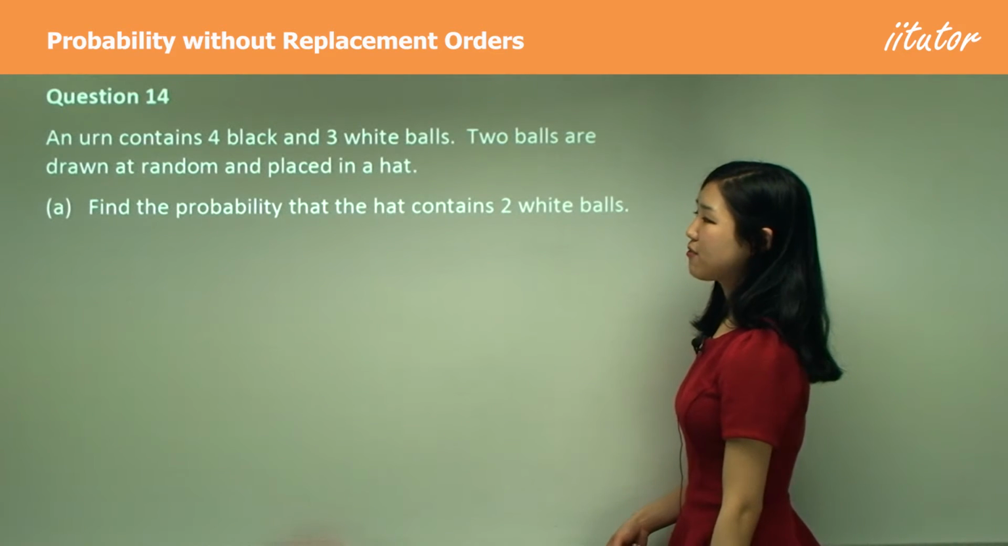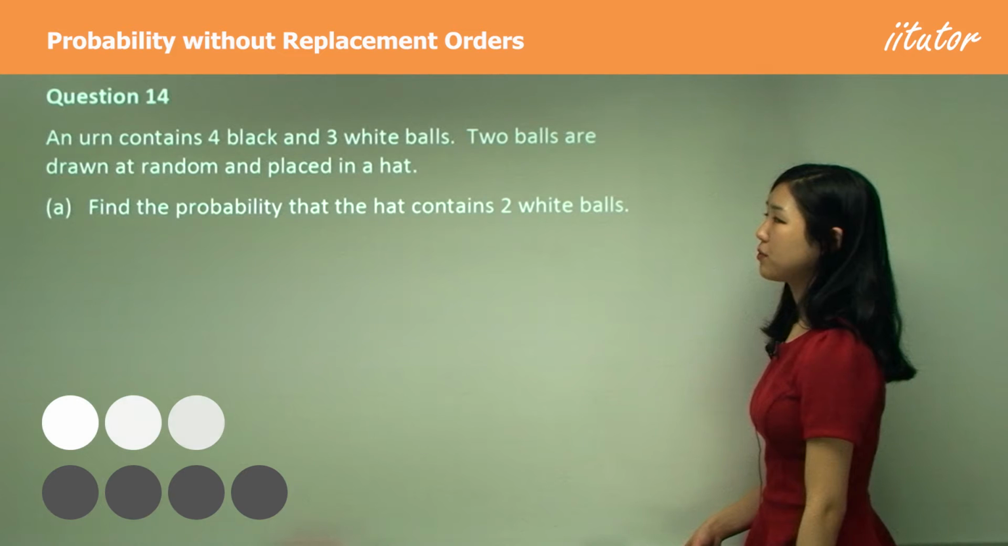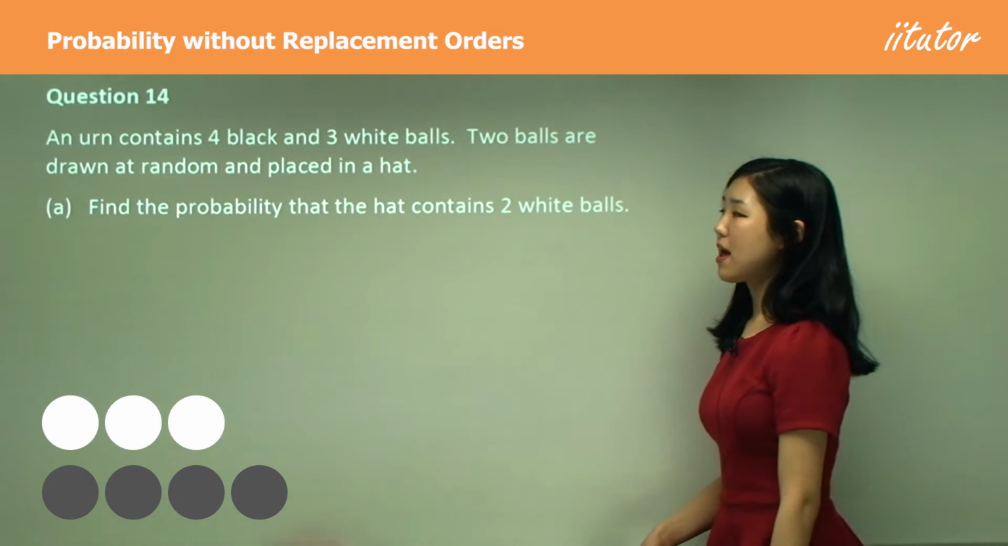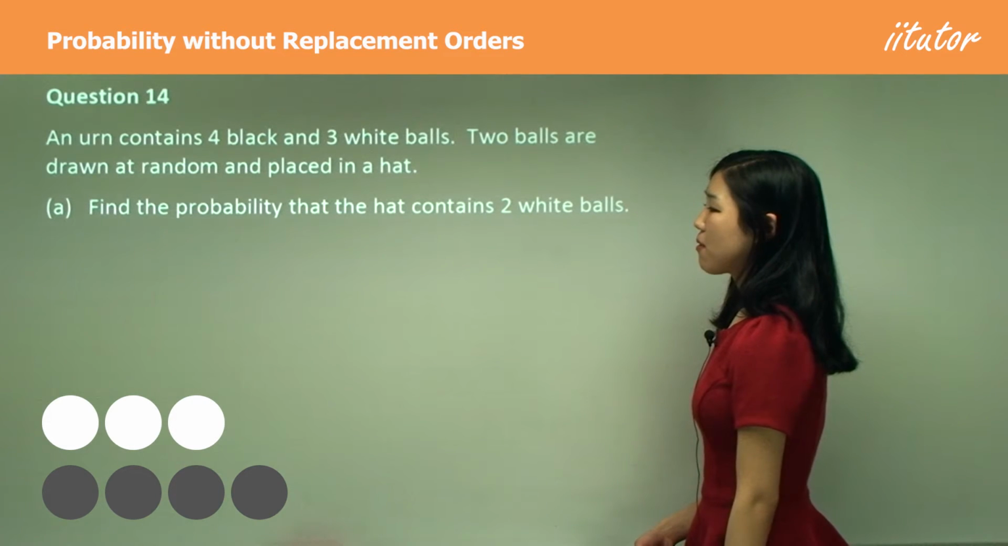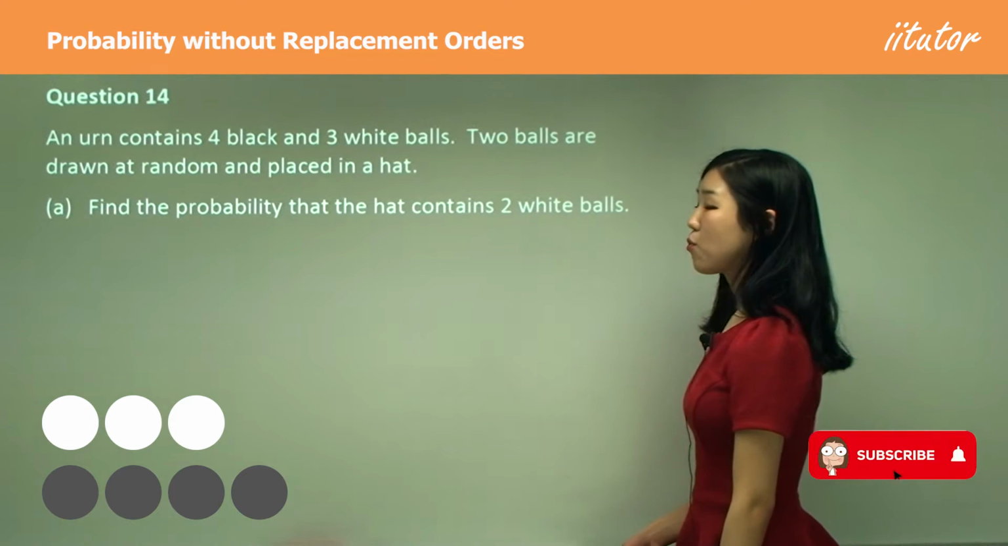An urn contains 4 black and 3 white balls. 2 balls are drawn at random and placed in a hat. Find the probability that the hat contains 2 white balls.